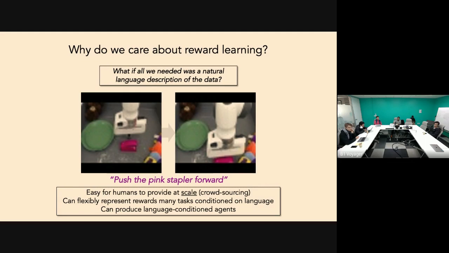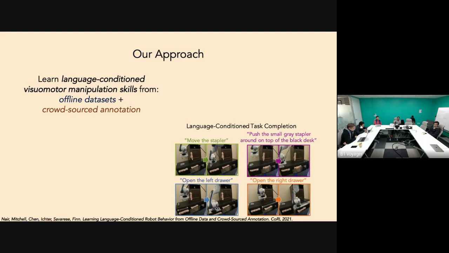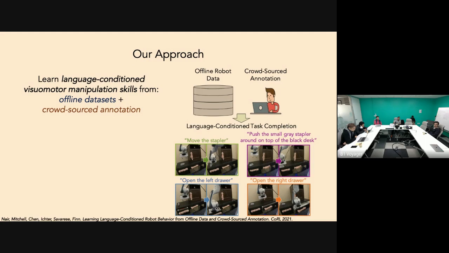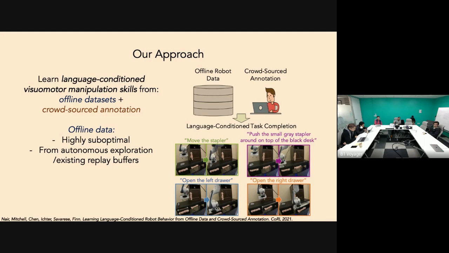So in this first work, our approach was to learn language-conditioned visual motor manipulation skills from offline robot data and crowdsourced annotation. One of the key differences from some of the prior work here is that this offline data can be highly suboptimal. It can come from autonomous exploration, or we'll also use the replay buffer of a previously trained RL agent that has many successes and failures.